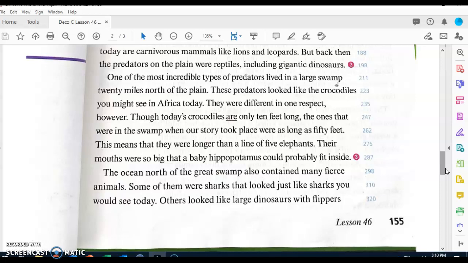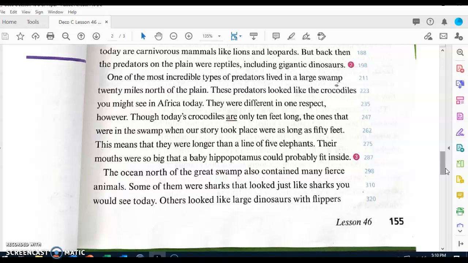One of the most incredible types of predators lived in a large swamp, 20 miles north of the plain. These predators looked like the crocodiles you might see in Africa today. They were different in one respect, however. Though today's crocodiles are only 10 feet long, the ones that were in the swamp when our story took place were as long as 50 feet.